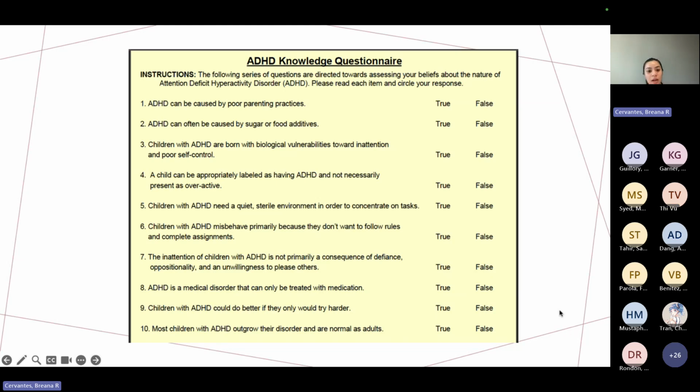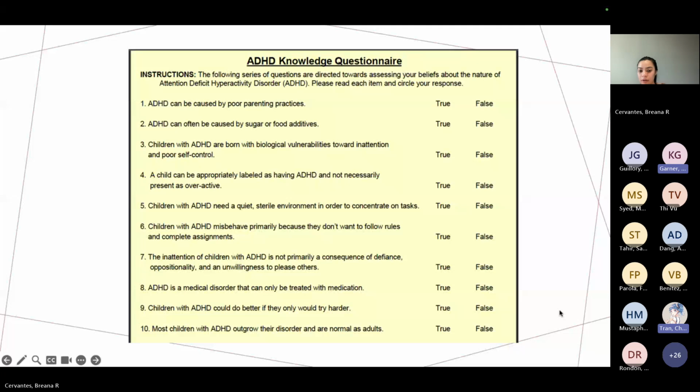Okay, number 8: ADHD is a medical disorder that can only be treated with medication. False. Good answer. Number 9: children with ADHD could do better if they would only try harder. False. Yeah, it makes me very sad to hear. And number 10: most children with ADHD outgrow their disorder and are normal as adults.